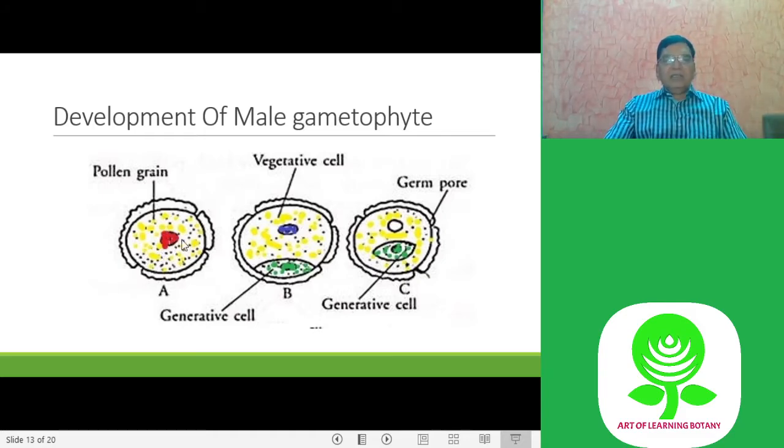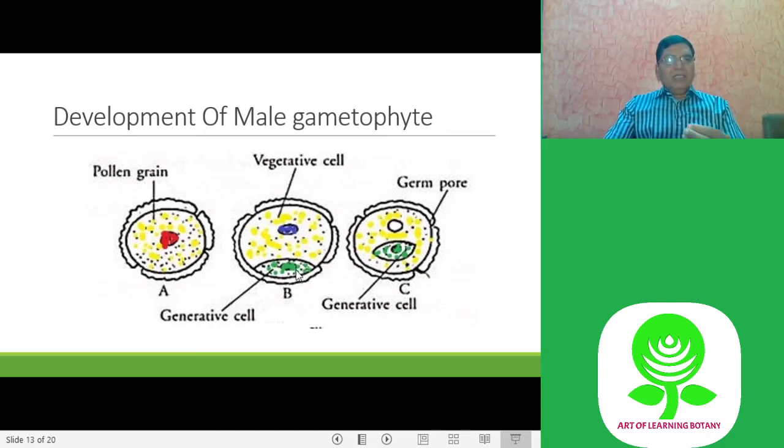Now, in this pollen nucleus, pollen mitosis occurs. You can say pollen mitosis forms 2 nuclei, and one small cell is formed. That is called the generative cell, and a big large cell is formed called the vegetative cell. Most of the organelles are present in the vegetative cell. Few are present in the generative cell.